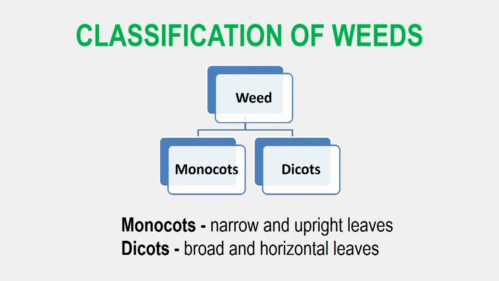classification of weed based on the number of cotyledons present in it. In case of monocot, one cotyledon is present, while in case of dicot, there are 2 cotyledons in the plant. So when we say monocot, we can see narrow and upright leaves, and when we say dicot, we can find broad as well as horizontal leaves.